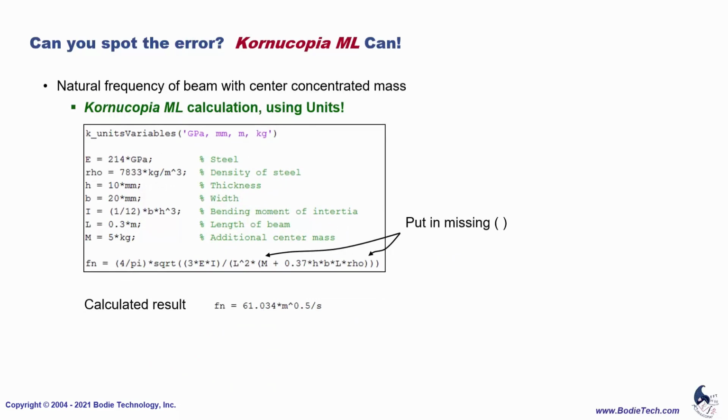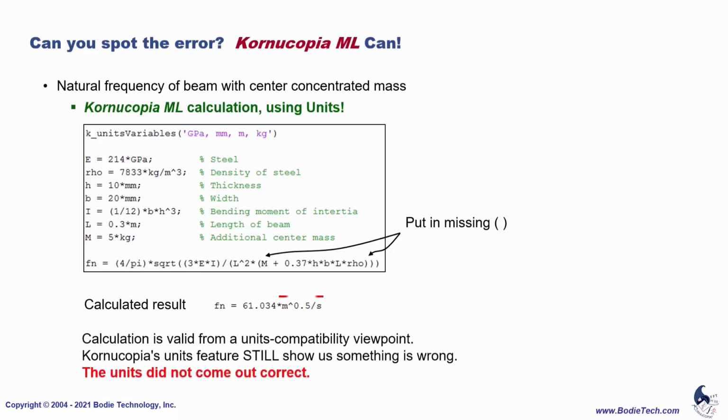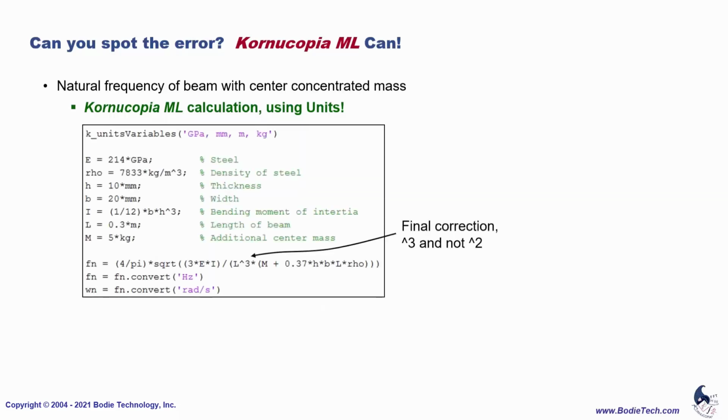After including them, the calculation is completed, but the units seem strange to us. So while this is valid from a units compatibility viewpoint, it is the wrong equation. So Kornucopia is still helping us to detect something wrong with our analysis. One more look at our equation, we see that L squared should have been L cubed. So now we can complete the calculation, including even doing a few units conversions, to get a result that we're confident in.